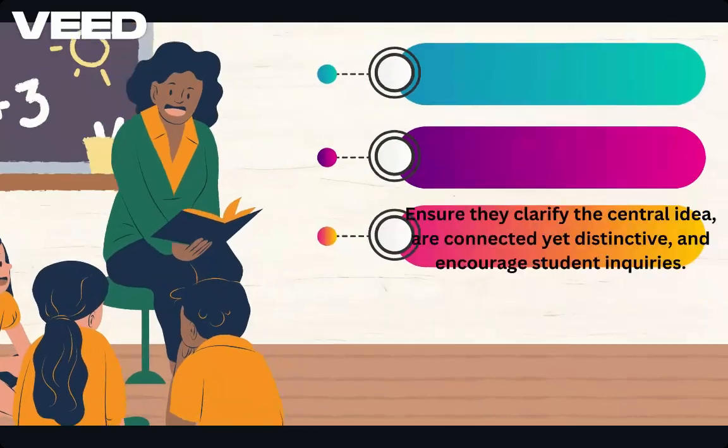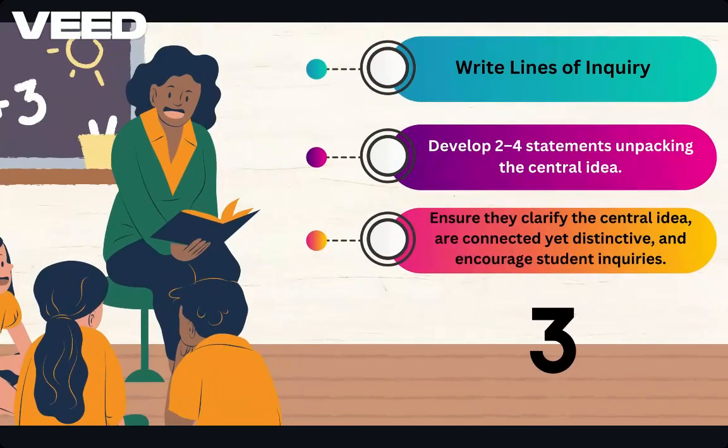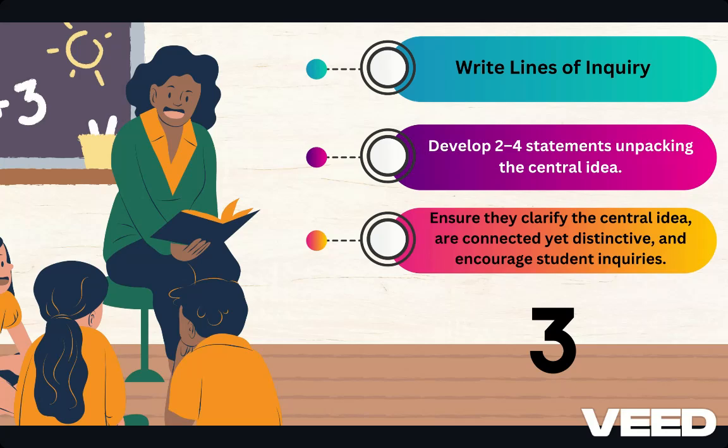The third step is to write the lines of inquiry. Develop two to three statements unpacking the central idea. Ensure they clarify the central idea, are connected yet distinctive, and encourage students' inquiry. For example, how do different systems work together? What happens when systems change? And how can we influence systems for positive change?